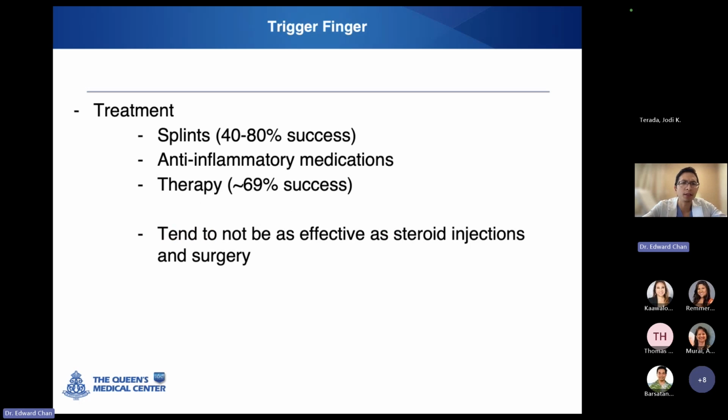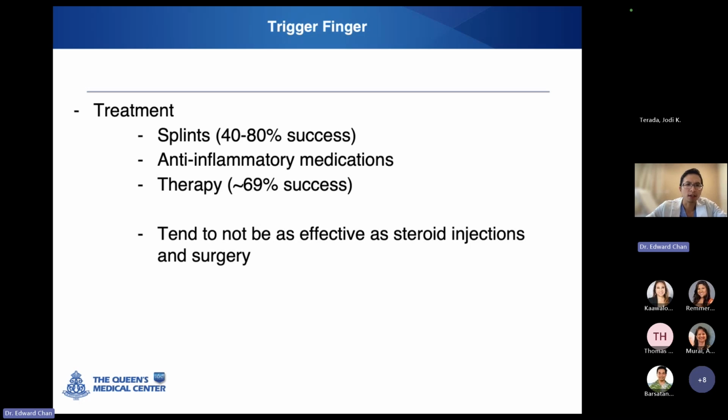So again, splints, the studies out there do quote sometimes 40 to 80% success. So I guess some studies show a higher success rate there, but anecdotally, I think most hand surgeons, and in training, what I learned, was it's just not really that helpful. That seems like a high number to me, but you can always try that. Anti-inflammatory medications and therapy, the 69% that's listed in some of the studies also seems like a high number to me. Again, just not that helpful in our experience.